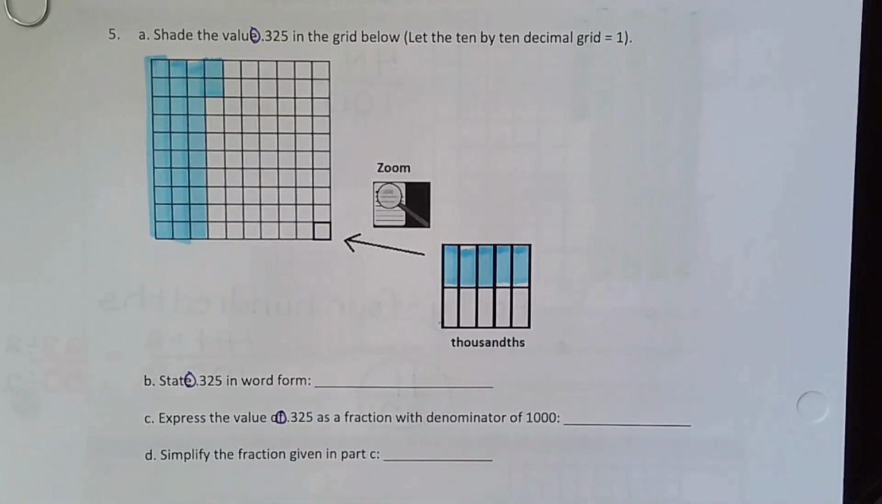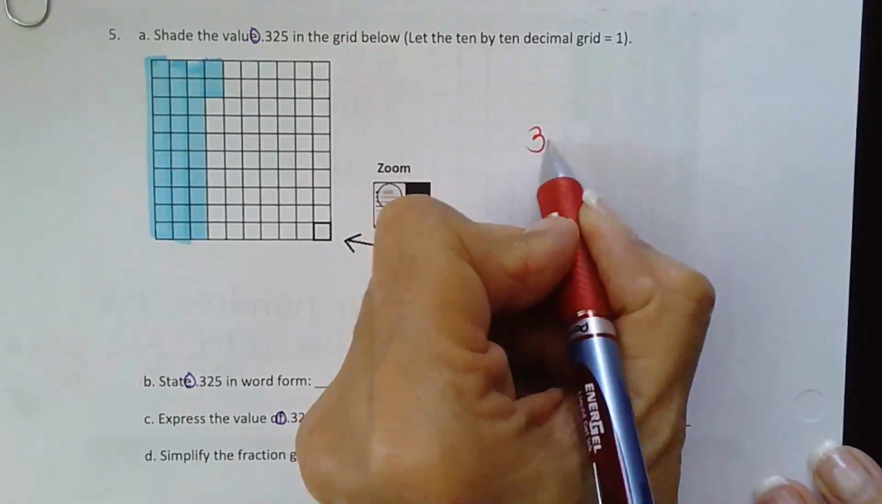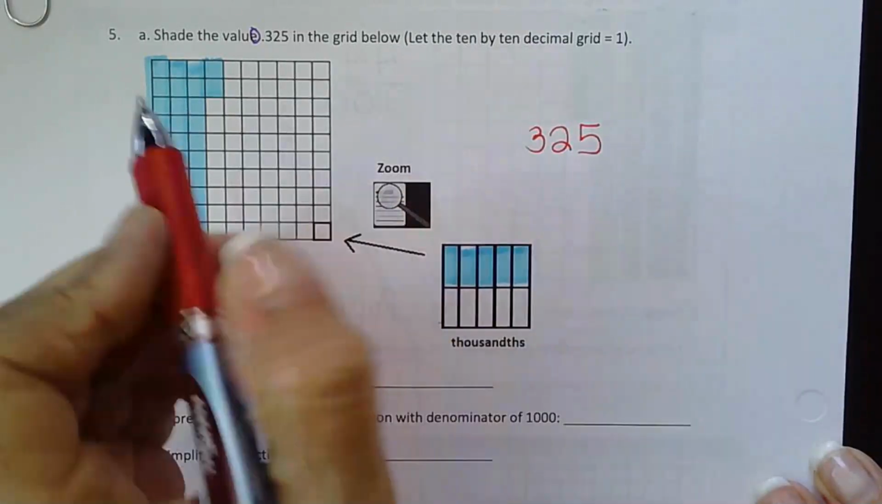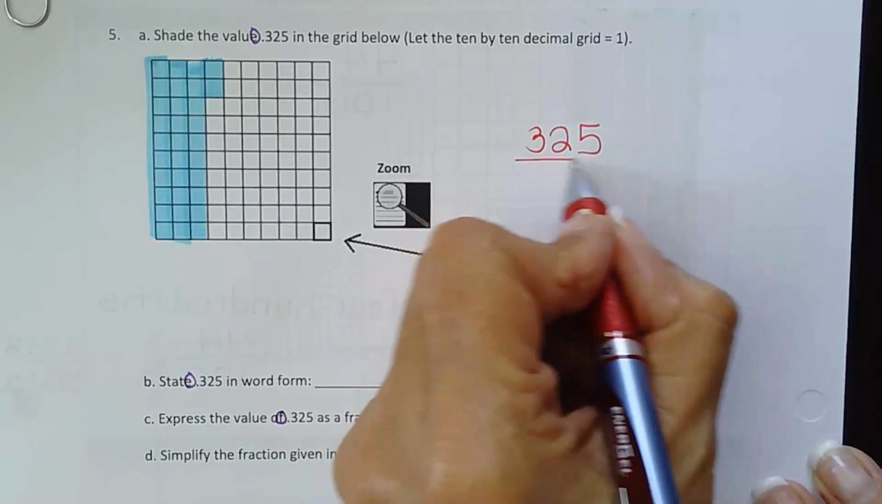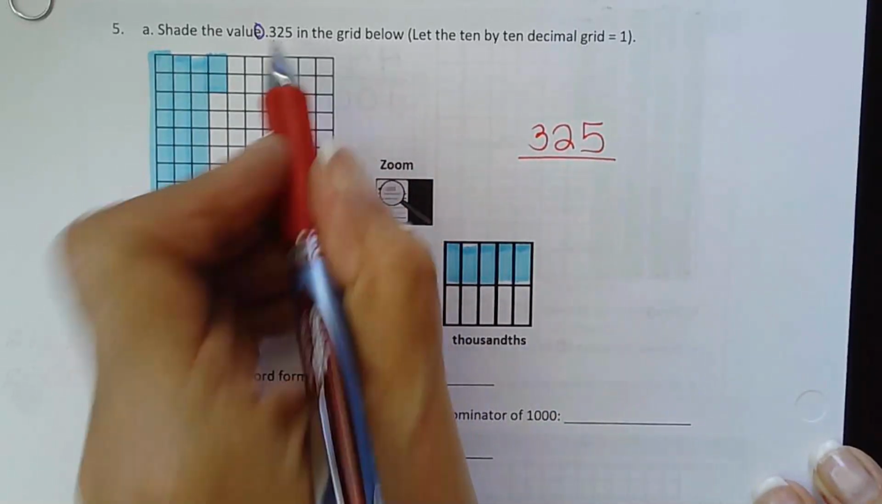And I like to write it as a fraction before I write it in words because it's read just exactly like you would read the fraction. So this is 325 over 10, 100, 1,000.